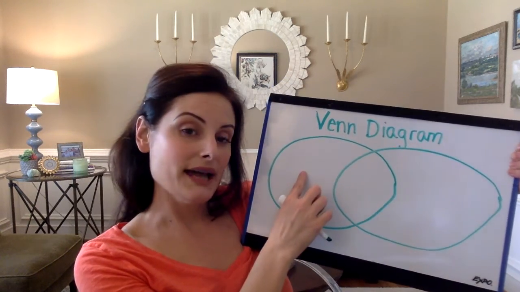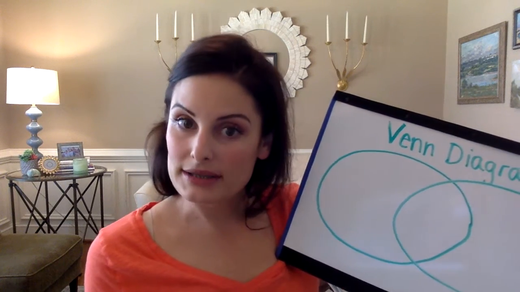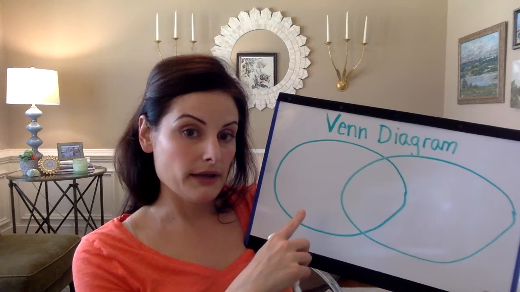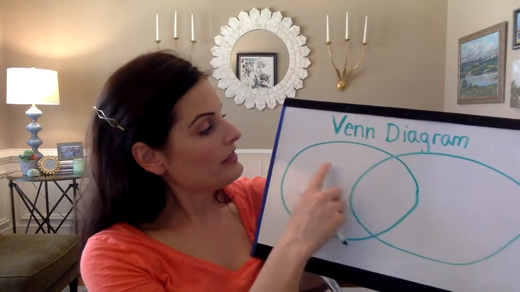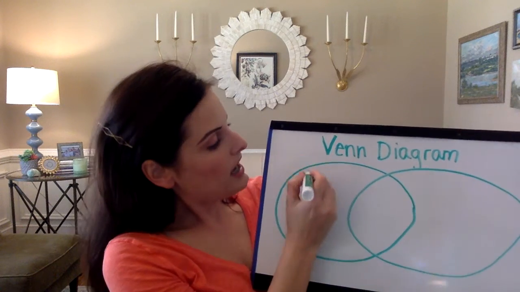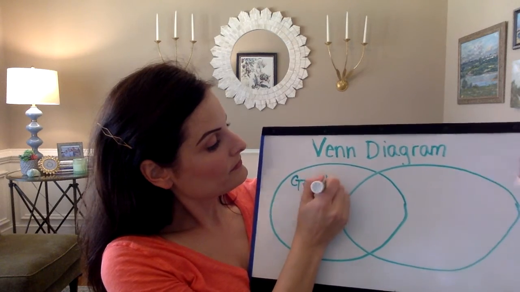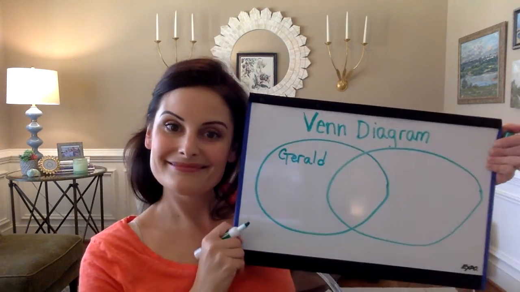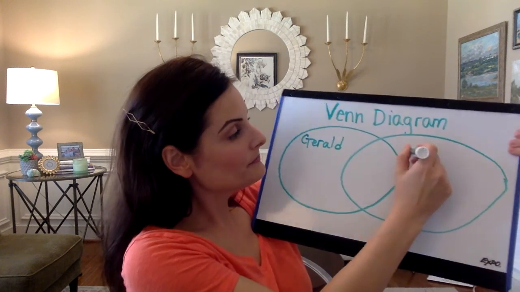So on this side, let's practice. Since we already know a lot about Gerald and Harold, let's practice using a Venn diagram to compare Gerald and Harold. So on this side, the side that is not connected, I'm going to write Gerald. And over here, I'm going to write Harold.